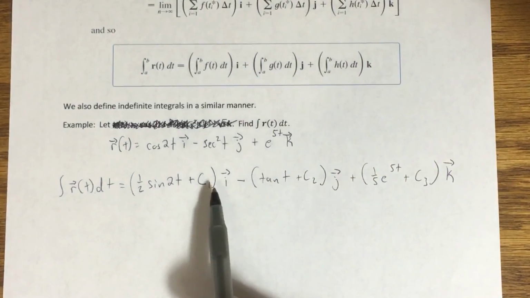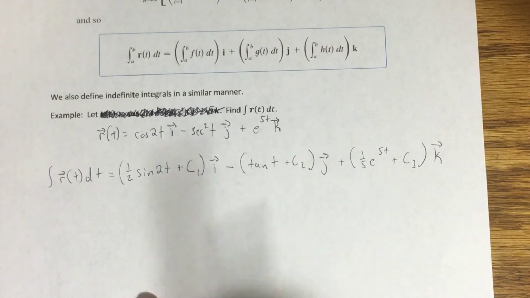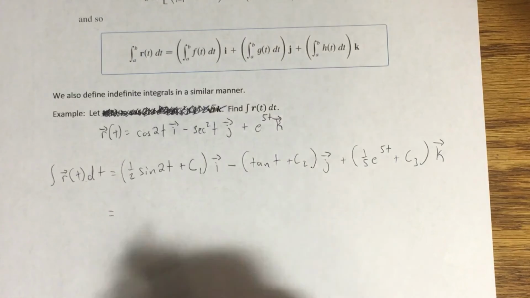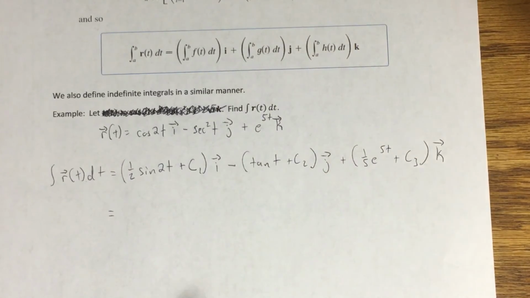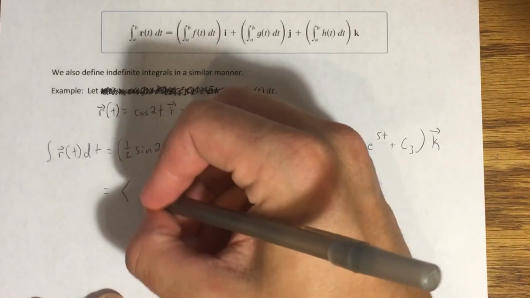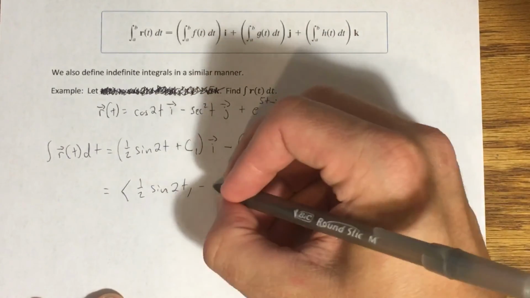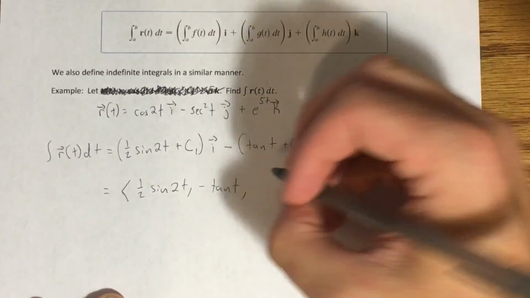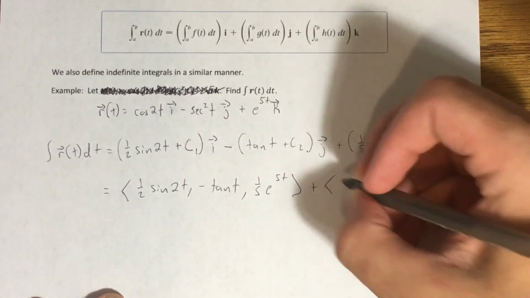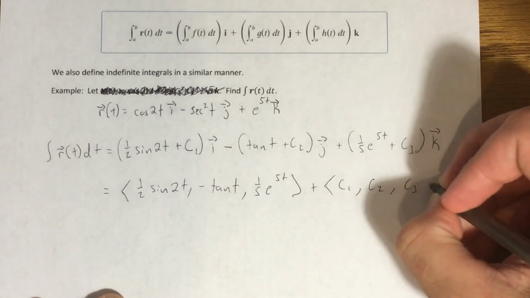Now these constants, c1, c2, and c3, those are arbitrary constants, and in practice, we're not actually going to write them the way that I'm writing them here. The reason for that is this. Notice if I were to put this in component form instead of the standard basis vector form that I have it in right now, one thing I could write this as is 1/2 sine of 2t, negative tangent of t, 1/5 e to the 5t, plus a second vector holding all of those constants of integration, c1, c2, c3, okay?